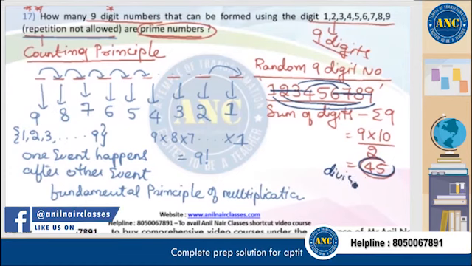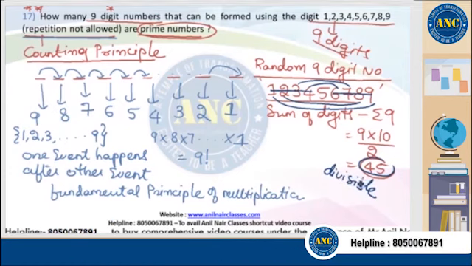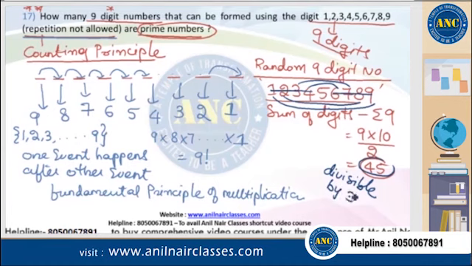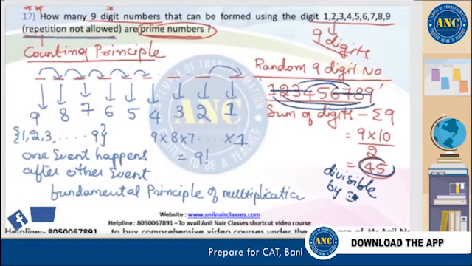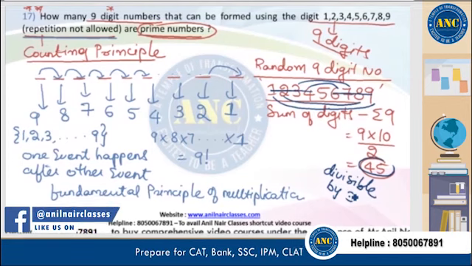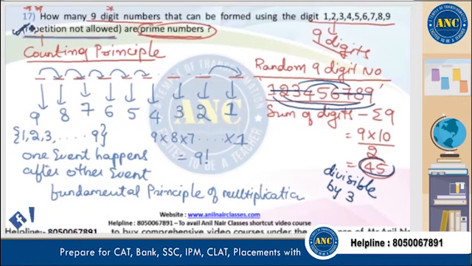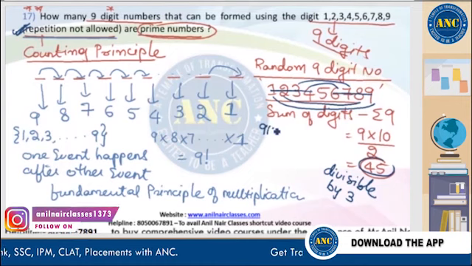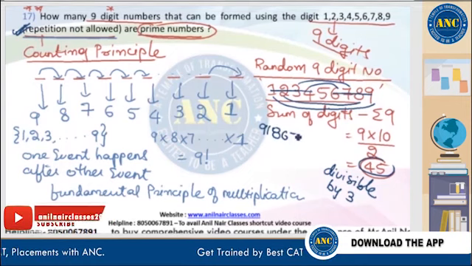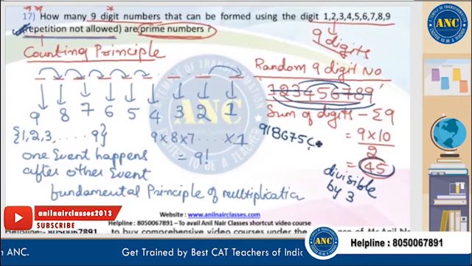45 means it is divisible by 3, since 4 plus 5 is 9, and 9 is divisible by 3. Because repetition is not allowed, if I interchange the digits, for example 9, 1, 8, 6, 7, 5, 4, 3, 2, the digit sum is still the same.